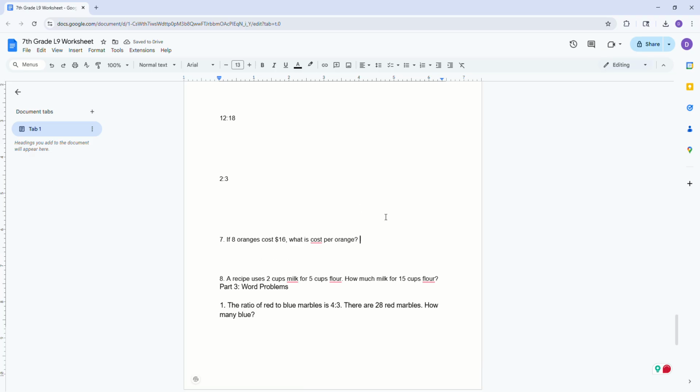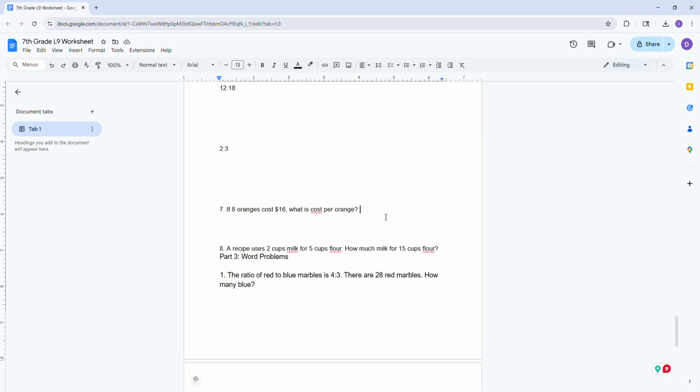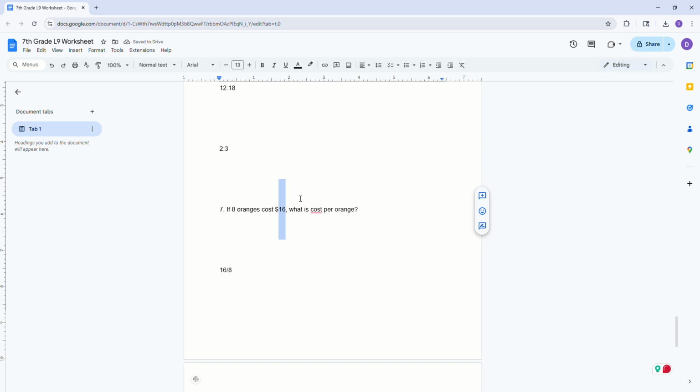It says if 8 oranges cost $16, what is the cost per orange? So 8 oranges cost $16, so we could divide 16 by 8 because it's the money. It costs $16 and there are 8 oranges in total. That would be $2 per orange.